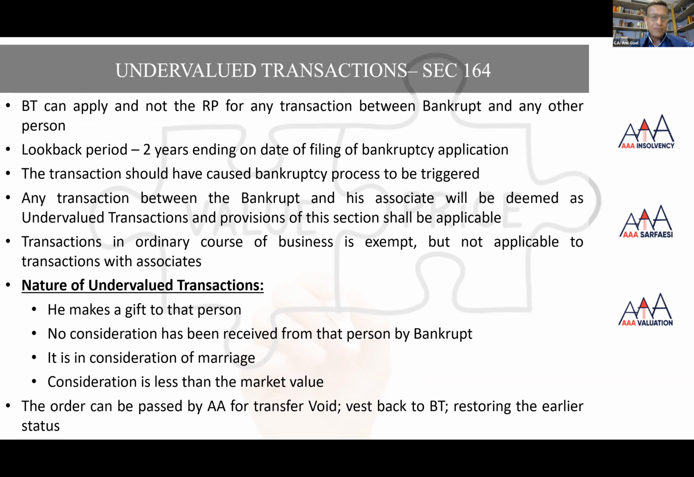Now, what kind of orders can be obtained from the adjudicating authority? Number one, the transfer can be declared void. When the transfer is void, it will become part of the estate of the bankrupt. Then the second is that the asset would vest back in the bankrupt, which has the same meaning, restoring the earlier status. There are different kinds of transactions, and restoring the earlier status would also be one of the orders, depending upon the transaction. So these are undervalued transactions, for which the look back period starts from the date of filing of the bankruptcy application.